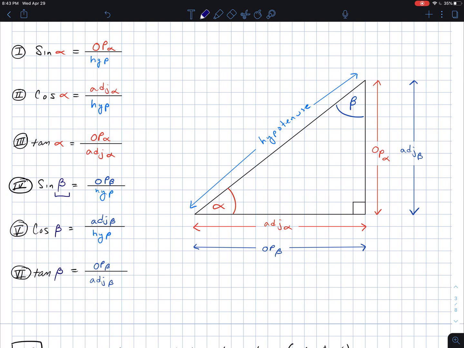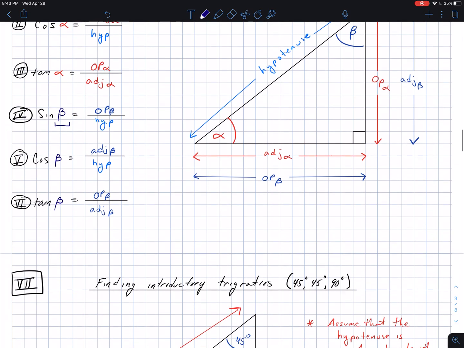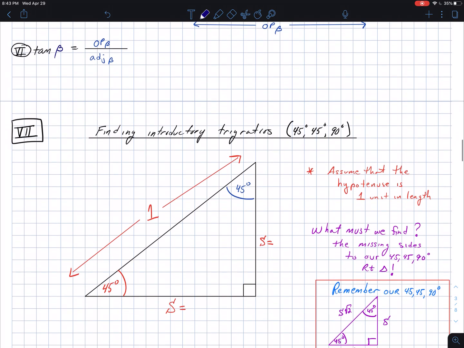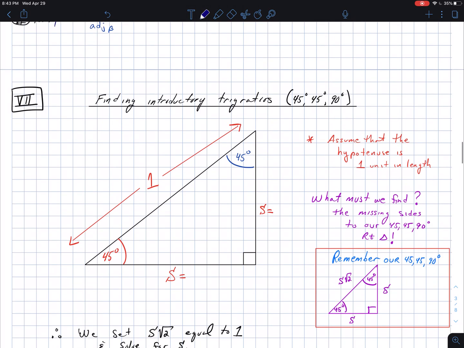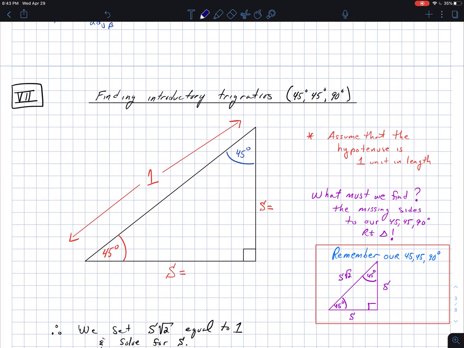All right. Now, we have all this information, all of this together. Let's start looking at a very special one. Our 45, 45, 90. And we spent just a little bit of time on it. We now know how to work the system a little bit here.